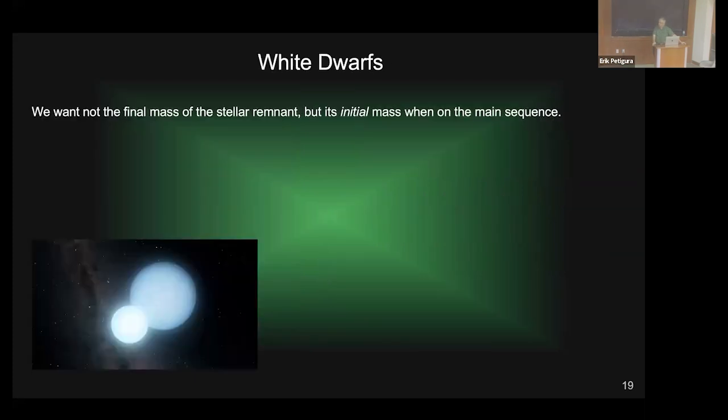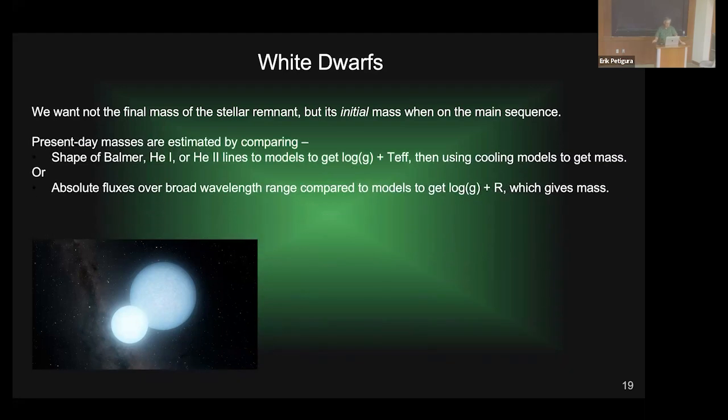Okay, white dwarfs. So these are a problem. We can actually measure, in some cases, the final mass of the stellar remnant, but that's not what we want because this is the initial mass function. We want to know what the initial mass was before this thing left the main sequence. That's really what we're after here. But what we'll do is we'll try to estimate the final masses of each one of the white dwarfs and then back out what the initial mass might be.